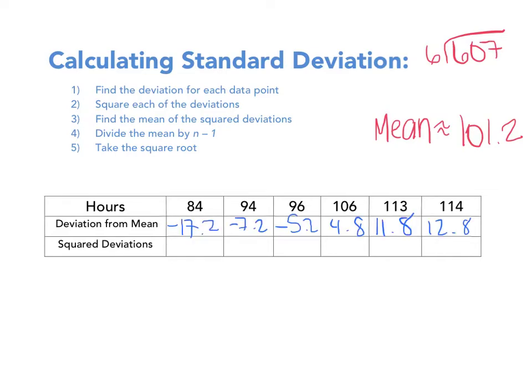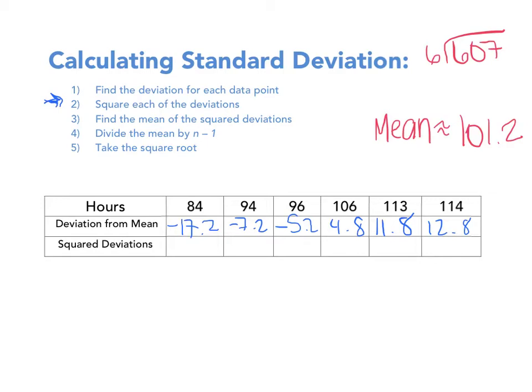So I put in all those deviations from the mean, and now we're getting into how this standard deviation process is different. So at step 2, we have to square each of the deviations. If you look on your calculators, you will see a little x squared button, or whatever calculator you're using. You can also just multiply negative 17.2 times negative 17.2. Squaring a number is just multiplying it by itself 2 times.